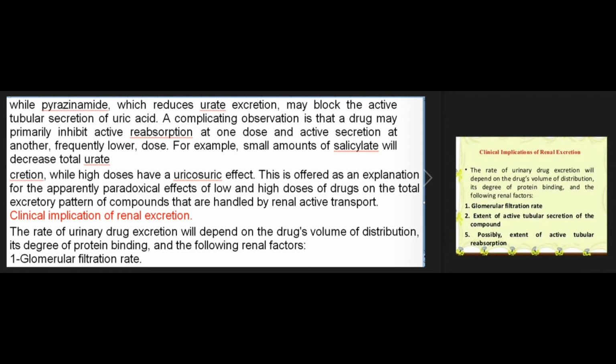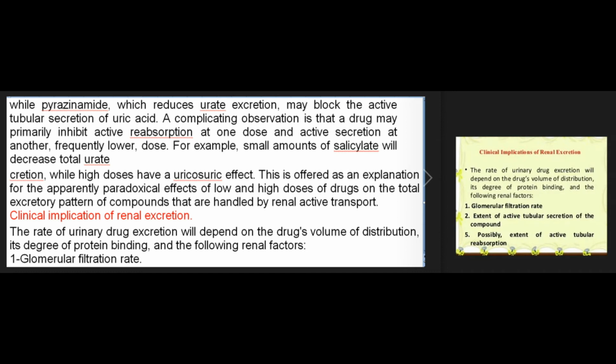A complicating observation is that a drug may primarily inhibit active reabsorption at one dose and active secretion at another, frequently lower, dose. For example, small amounts of salicylate will decrease total urate excretion, while high doses have a uricosuric effect. This is offered as an explanation for the apparently paradoxical effects of low and high doses of drugs on the total excretory pattern of compounds that are handled by renal active transport.